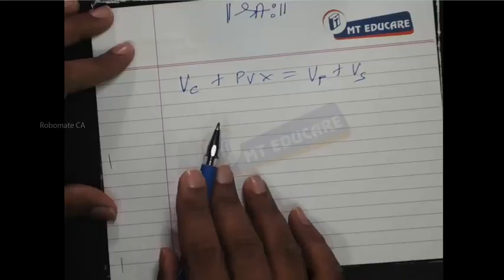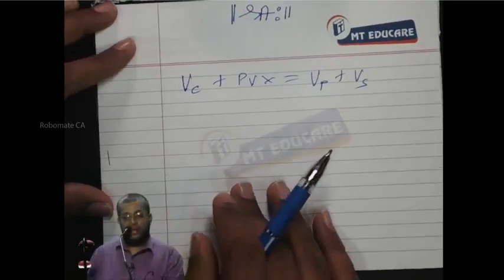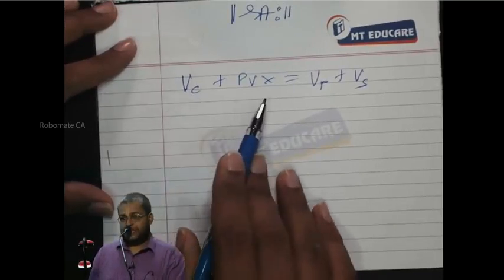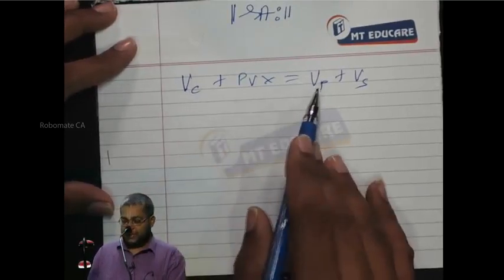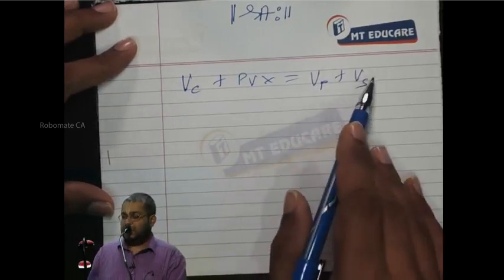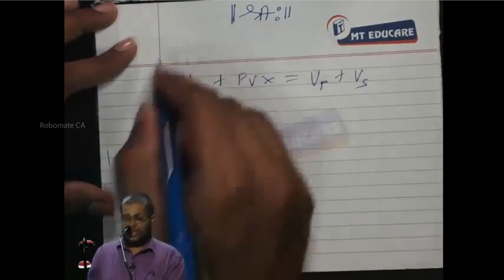That is point number one I just wanted to communicate. Everybody, are you following what I am saying? What is the put call parity equation? This is the put call parity equation: VC plus PV of X is equal to VP plus VS. That is, value of call plus present value of strike price is equal to value of put plus value of share. Now this is the equation.